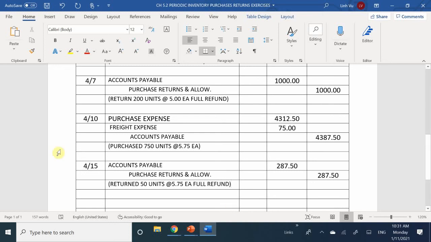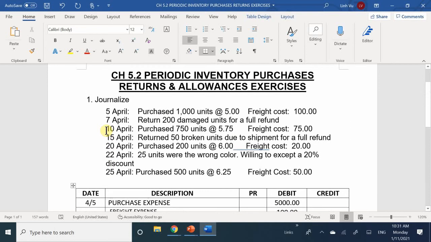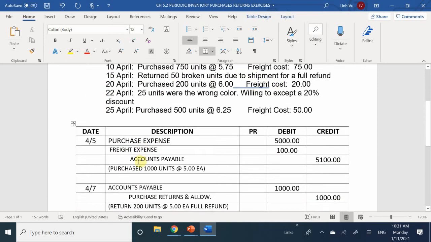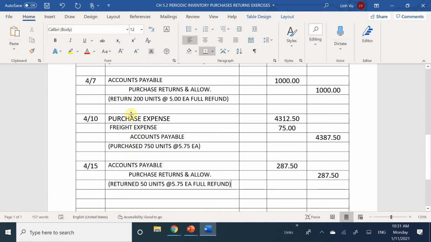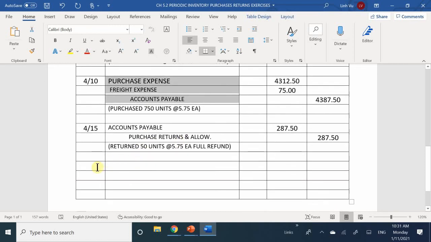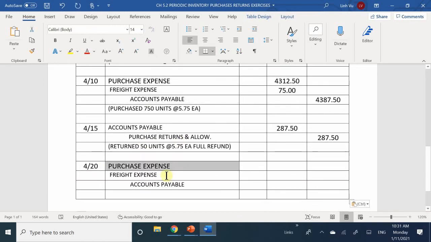All right. Let's look at the next couple ones. And the next one is on April 20th. We purchased 200 units at $6 each, freight costing me $20. So purchase expense. Good. So here we go. Put 420 here. Purchase expense.